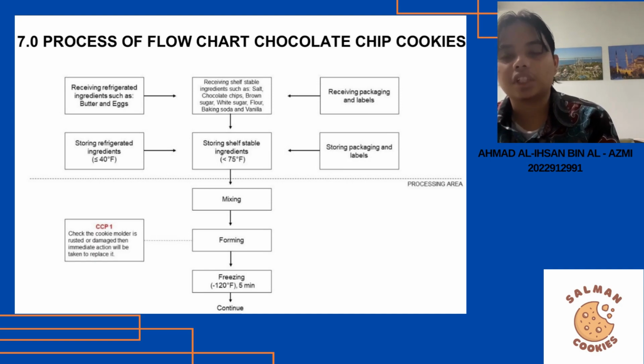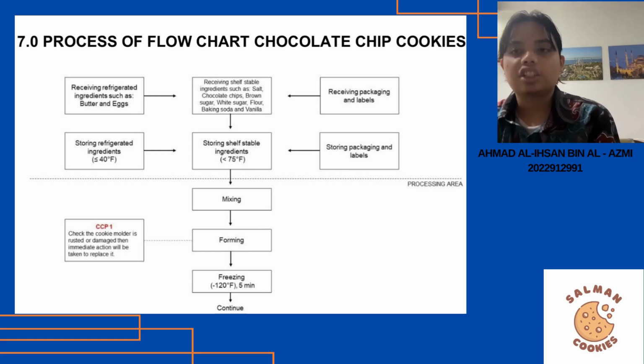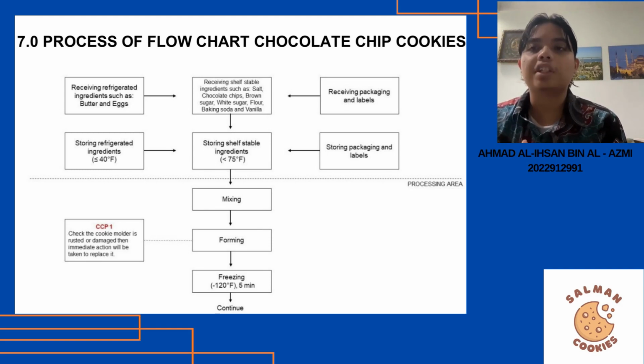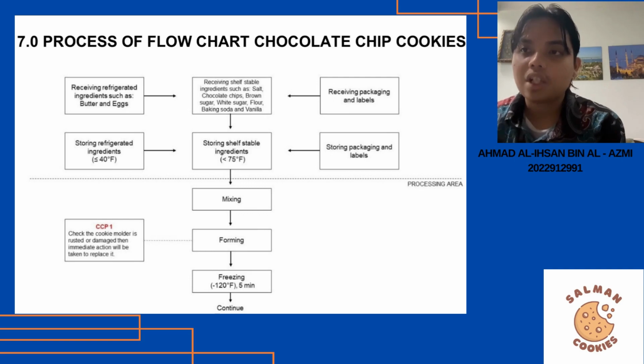The first one is receiving, which is divided into 3 different parts: refrigerated ingredients, shelf-stable ingredients, and lastly packaging and labels. The first is refrigerated ingredients, which has 2 raw materials received, namely butter up to 15 pounds and eggs up to 20 pounds in pre-packed bags.